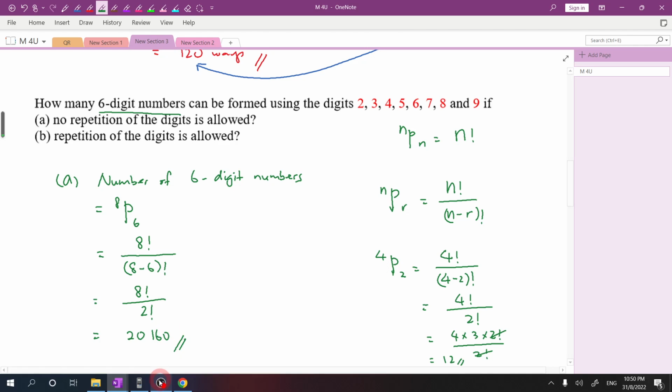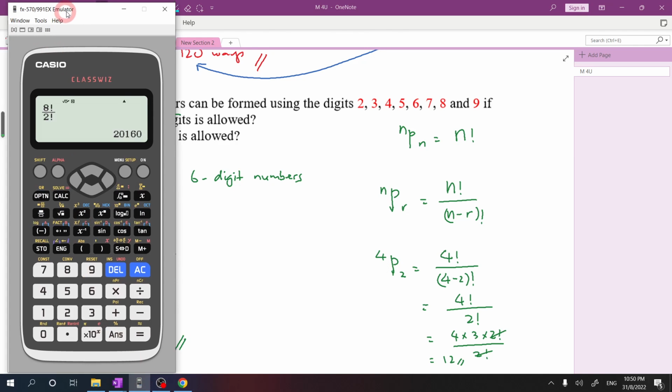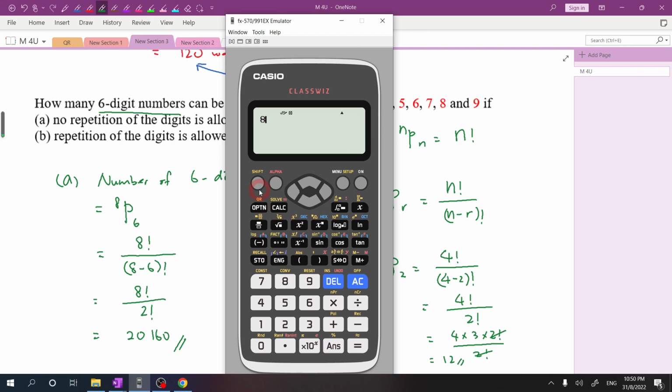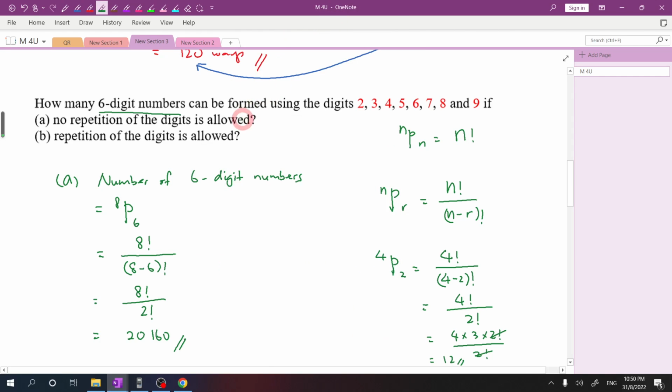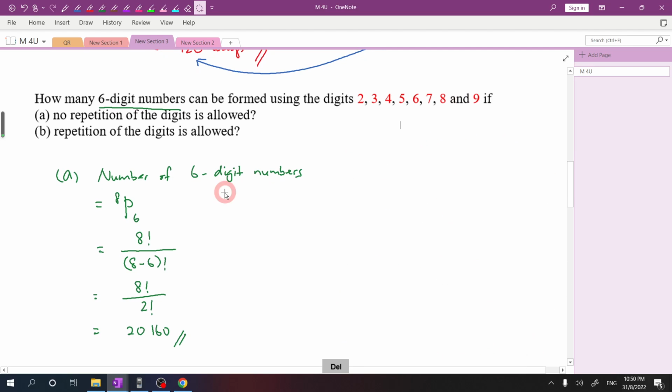If you don't want to press this way, you also can press 8P6. You get exactly the same answer. Okay, so this is without repetition. So how about part B? We can repeat using the same digit. It can be 2, 2, 2, and so on. The digit after using it, we still can use it again. So you know the answer will be larger than this.